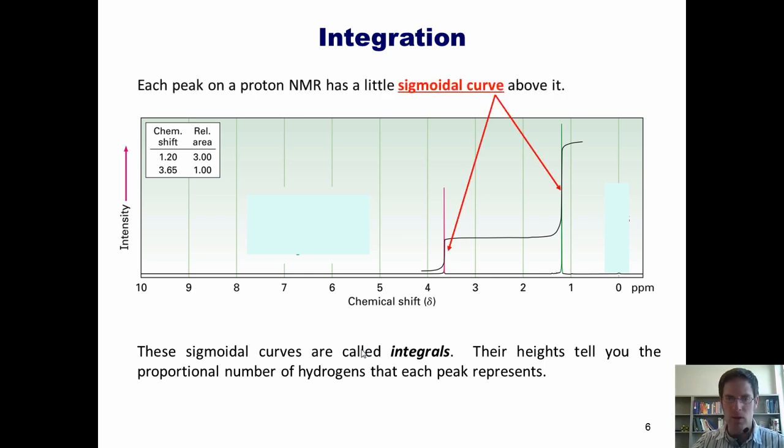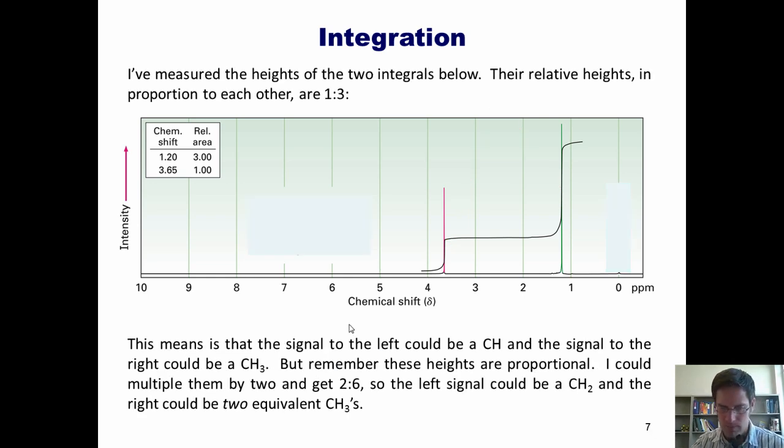Now, in proton NMR, you'll also see that each peak has a little sigmoidal curve above it. These sigmoidal curves are called integrals. Their heights tell you the proportional number of hydrogens that each peak represents. For example, let's say that I've measured the heights of the two integrals shown here, and I found their relative heights in proportion to each other to be 1 to 3. What does this mean? Well, it means that the signal to the left could be a CH, and the signal to the right could be a CH3.